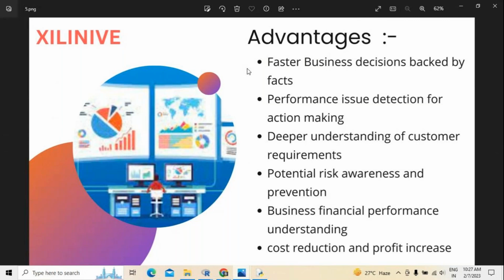Second, performance issues detection for action making. If you want to take any kind of business actions, or implement something, we have to understand the performance issues as well, right? Performance ability and performance levels should also be taken into account when we are working on it. This is where performance issues generally come into existence.